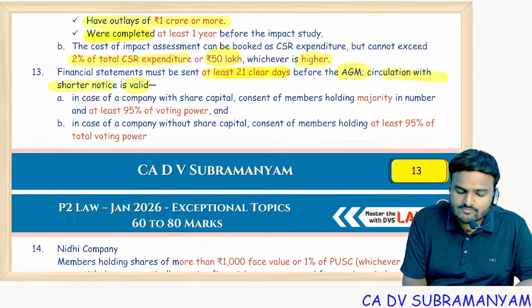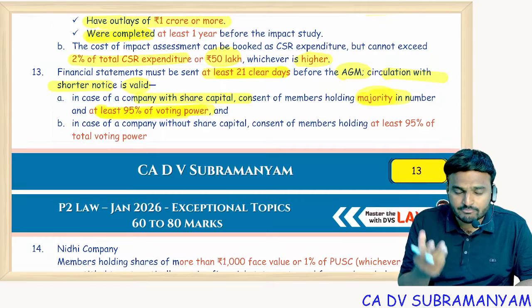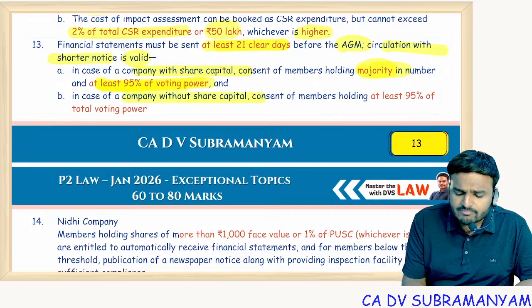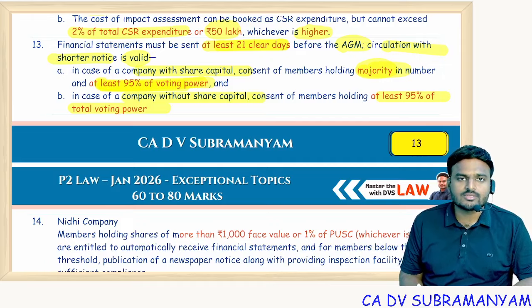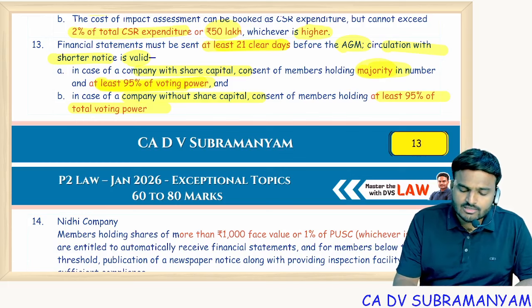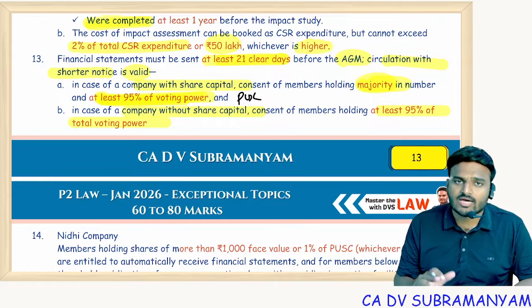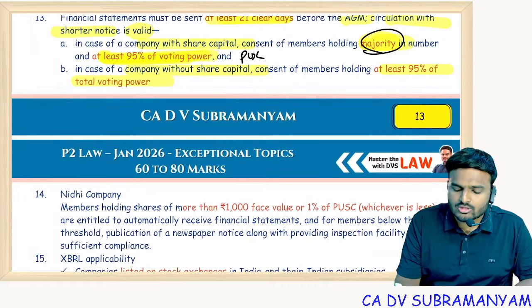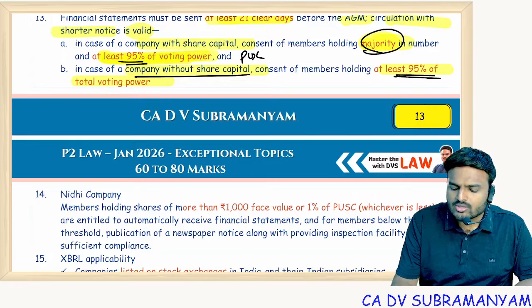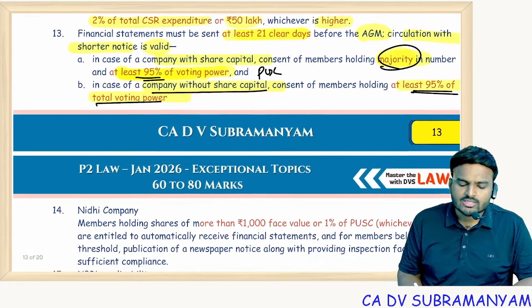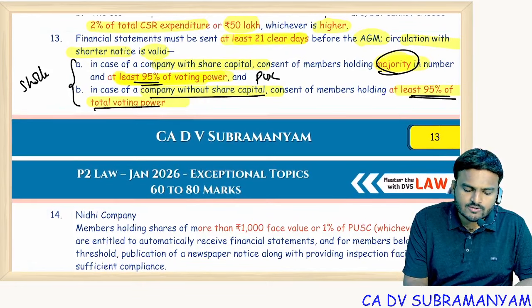Circulation with shorter notice is valid if you get this much consent. If it is a company with share capital, majority of members having 95% of the voting power, that means 95% of the paid up share capital. In case of company without share capital, consent of members holding at least 95% of the total voting power. So that much consent is required. Or else financial statements served at shorter duration will be invalid. You remember here majority and 95%, whereas company without share capital, no need of majority, 95% of the total voting power. This is much similar to shorter notice. That is section 101.